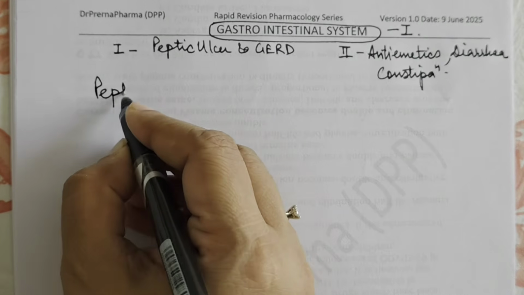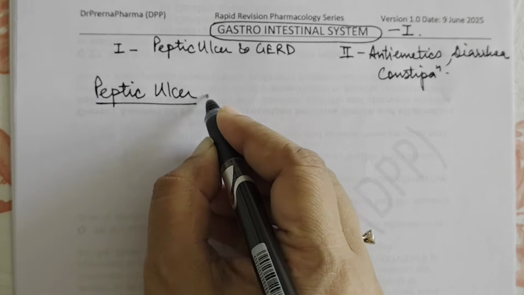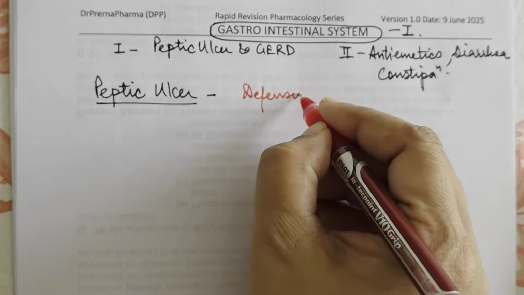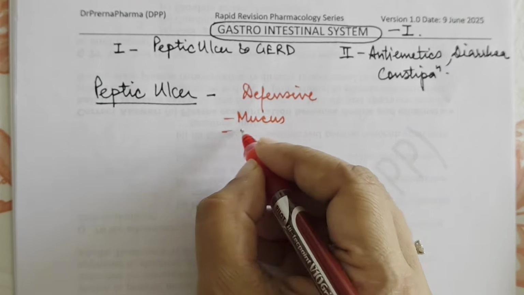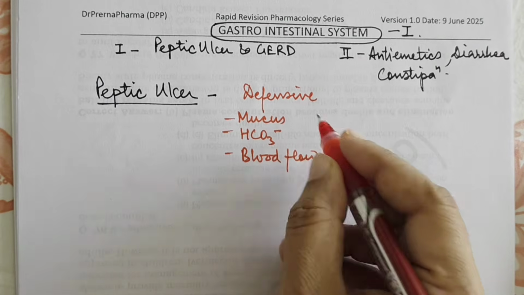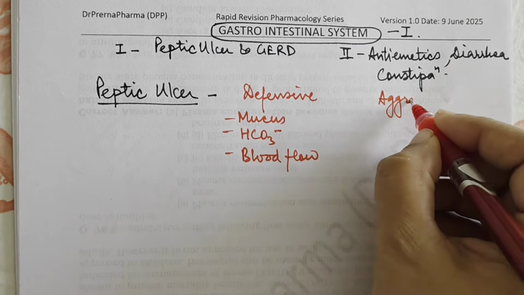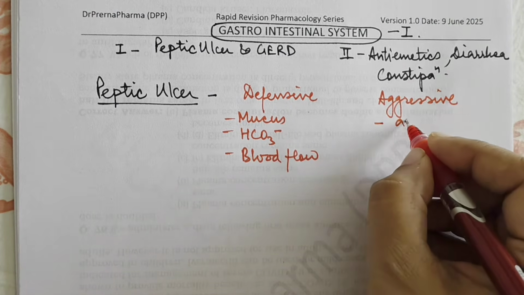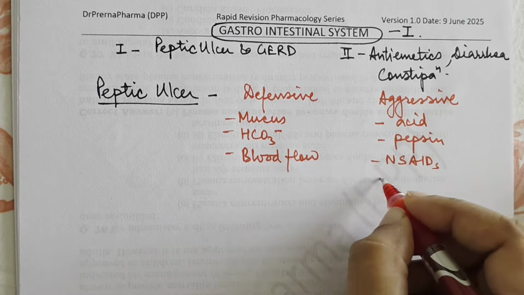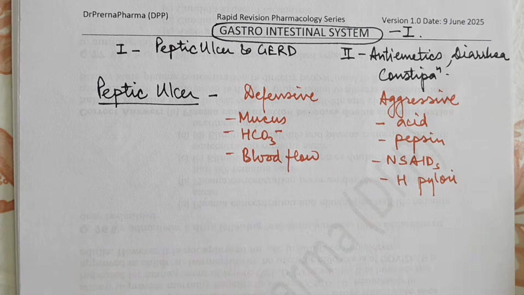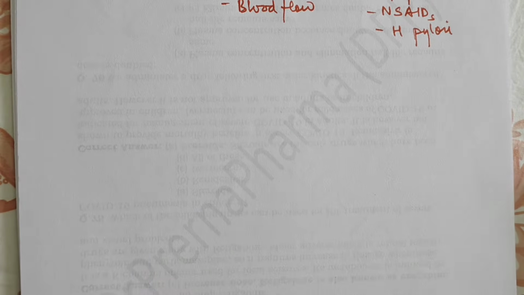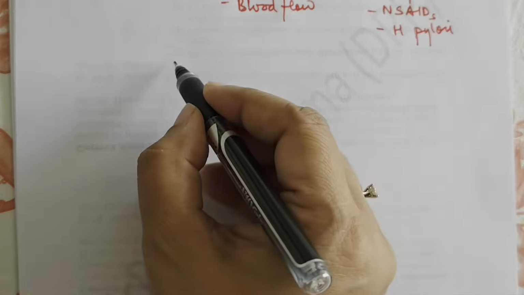Now, let's understand what is peptic ulcer. So what is peptic ulcer? Peptic ulcer basically is an imbalance between the defensive factors. So what are the defensive factors? Defensive factors are mucus, bicarbonate and the blood flow. So an imbalance between the defensive factors and the aggressive factors. Now what are the aggressive factors? Aggressive factors are acid, pepsin, NSAIDs and H. pylori infection. Right? So an imbalance between these two will result in acidity and that will result in peptic ulcer disease and GERD. So let us understand it from the diagram.